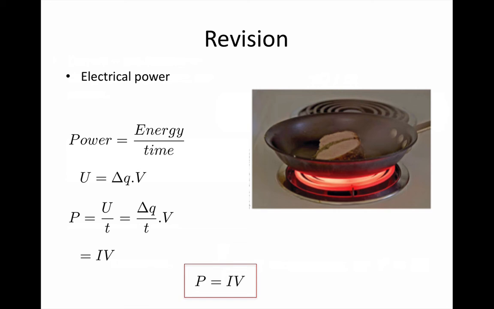Finally, the electrical power of a device is its rate of converting energy. Since energy U is Q times V, and power is energy over time, that means power equals delta Q over delta t times V, and hence power equals current times voltage. Before we move on to magnetic fields, let's check your recall of electricity.